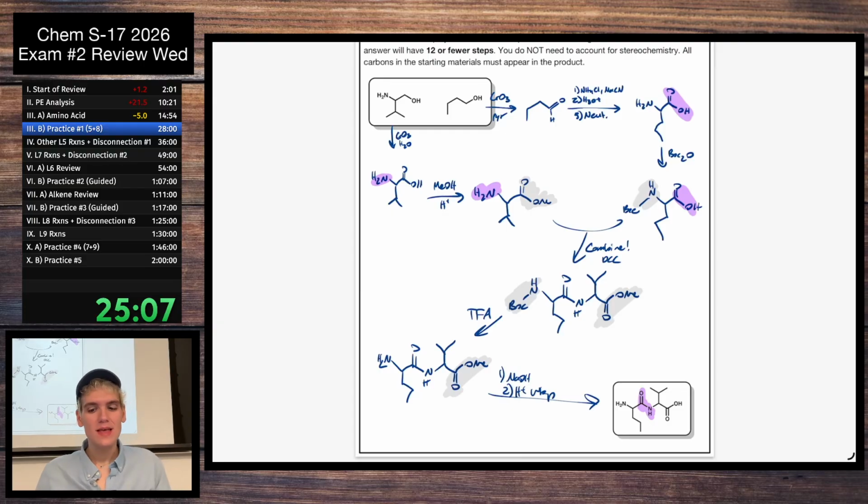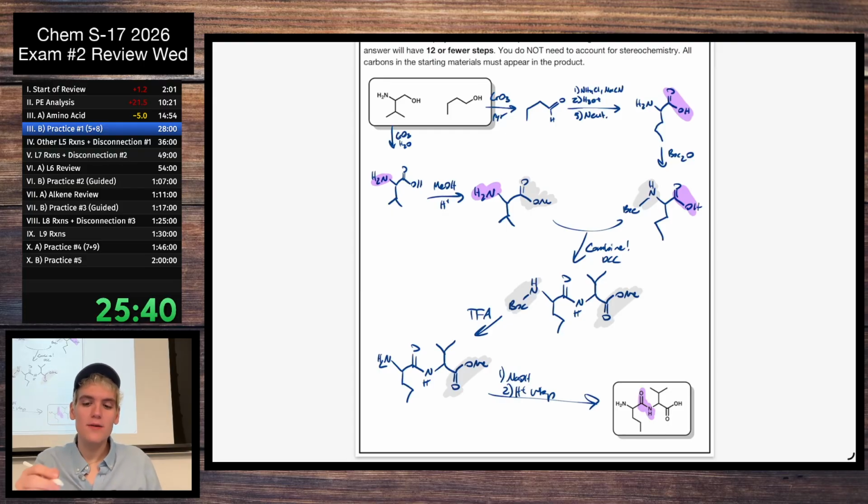Cool. Any thoughts or questions on this? And you see how this quickly became like a 12-step synthesis just because of all the protecting and deprotecting steps. So these, I think, often look quite daunting. Could you, for some reason, use the starting molecule on the left twice? Yeah, to not make the product, you could. That's exactly why we protect.